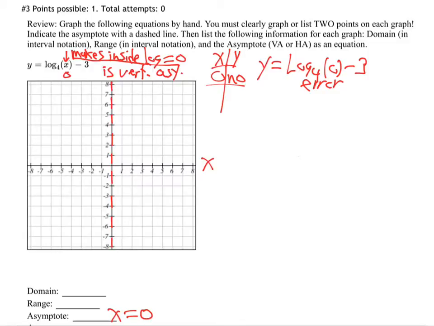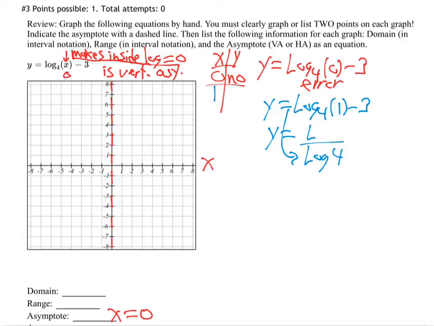Now let's plug in x is 1. We get log base 4 of 1 minus 3. Now remember how we do this? When we have a funny base, like log base 4, we make it into 2 logs. The base goes to the bottom, the other one's on the top. Hit the buttons on your calculator, you'll get 0 minus 3, negative 3. So that's the point over 1 down 3, right there.